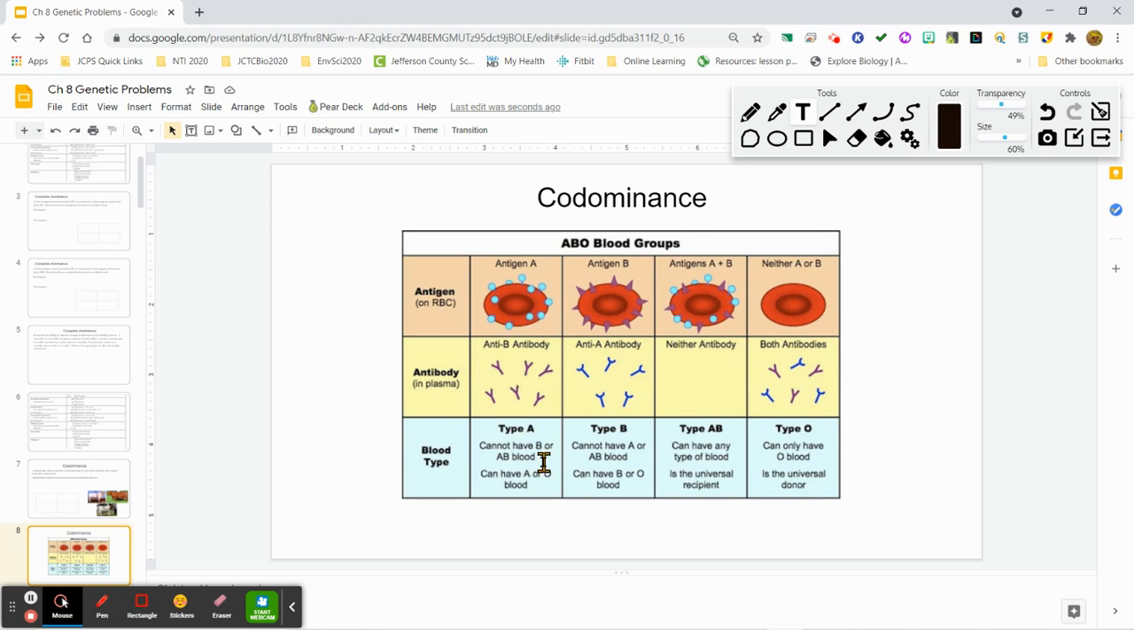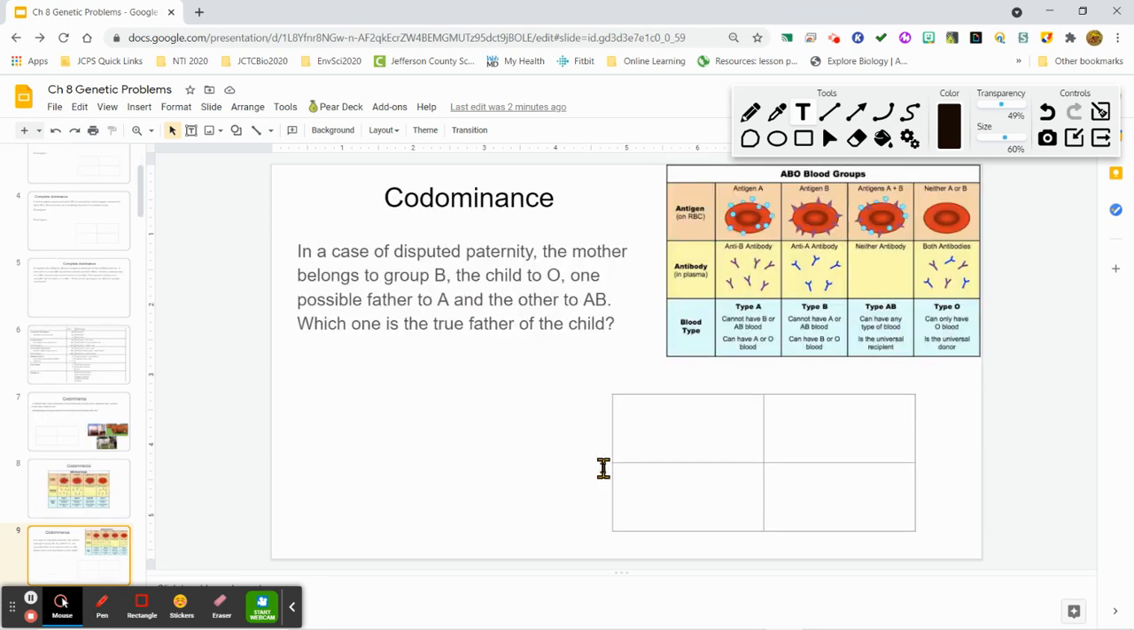So type A cannot have B or AB. They can't have anything with B in it, but they can have type A or O. And type B cannot have anything with A in it. They can't have A or AB, but it can have B or O. And type AB can have any type of blood, and this is the universal recipient. So this can get blood type A, B, or O if you're going to get a transfusion. And then this one has neither antigen, so it will have both antibodies, but it can only have type O blood. But it is a universal donor. So I'm actually type O here, and I should give blood more often, but I don't. So that's the idea of codominance right here. This is the codominant one.